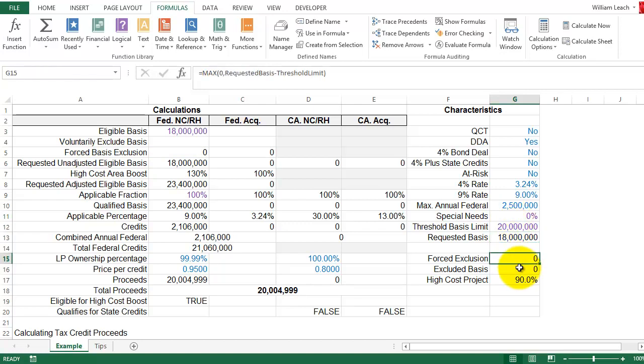Why do we get a zero? The reason why we get a zero is because we don't want negative numbers. We don't want to force a negative forced exclusion. And so how do you not get a negative? You use the maximum function. You say, okay, I want to do the maximum of either 0 or a calculation. Now this calculation would normally have returned negative 2 million, but the maximum of 0 or a negative number is 0. Let's go ahead and evaluate that function.